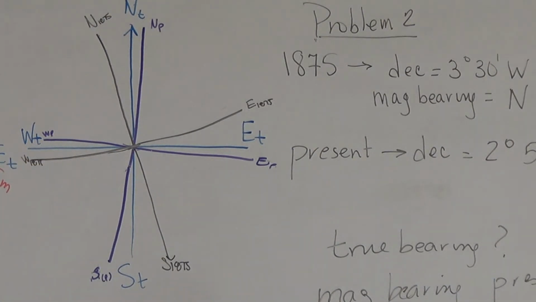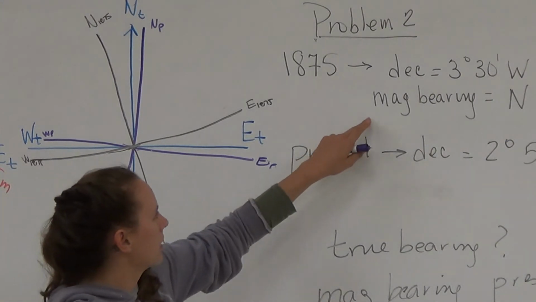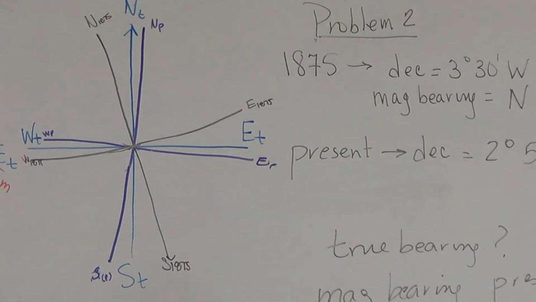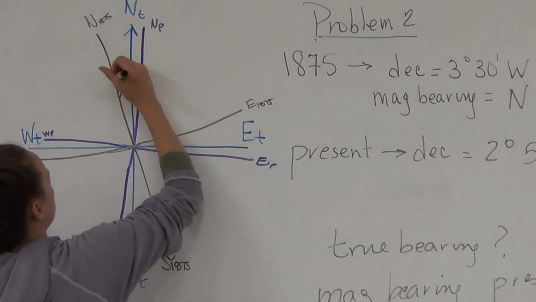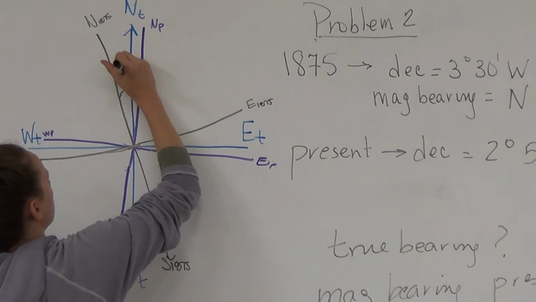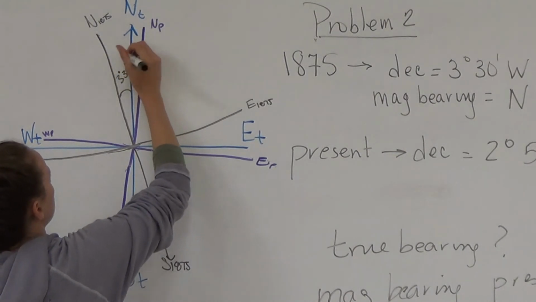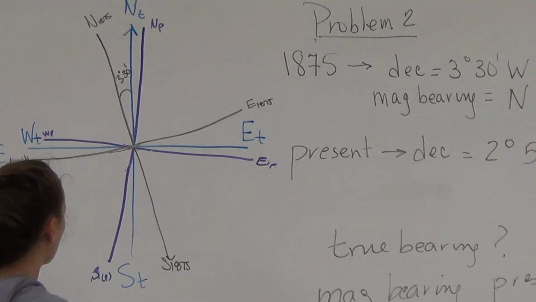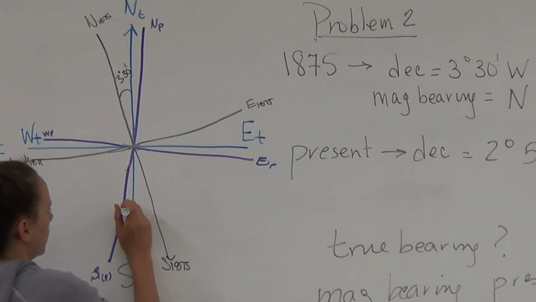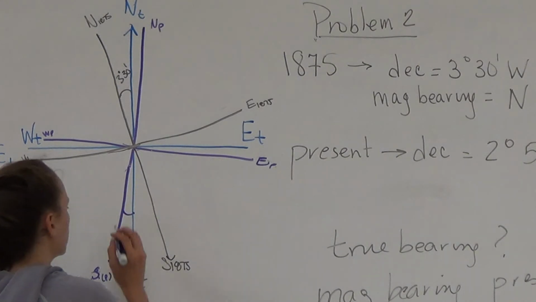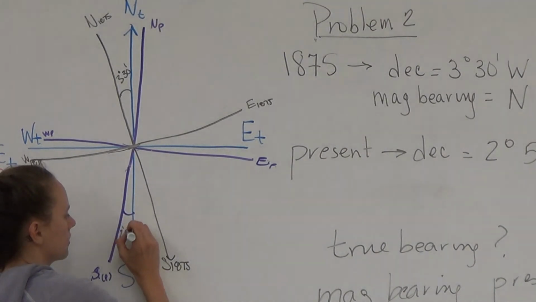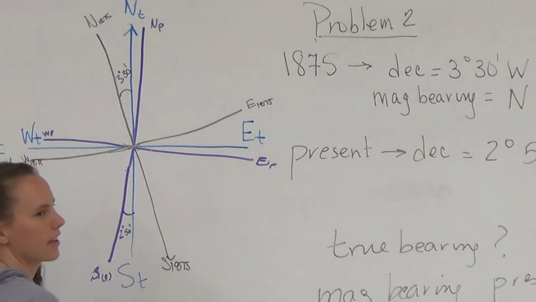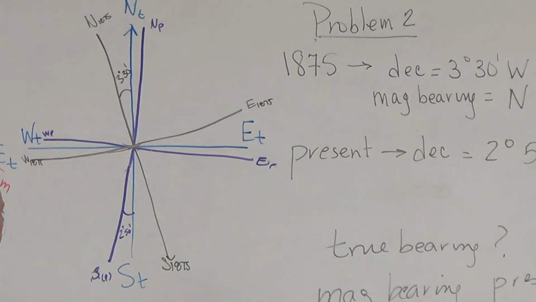Okay, so that's the longest part of the problem. And then I drew in my magnetic bearing from 1875. Well, first put in the angles, right? Put in all the declination numbers. So this is going to be 3 degrees, 30 minutes. And then this one is 2 degrees, 50 minutes. Got this? Okay.